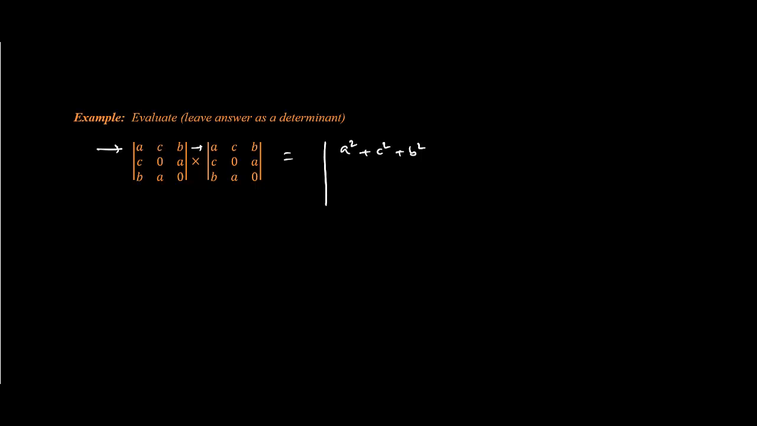Once we are done with the first row of this determinant, we now move to the second row of the determinant. So now this gives you ac plus 0 plus ab. Once we are done with the second row of this determinant, we now move to the third row of the determinant. Corresponding elements में multiply करेंगे we get ab plus ac plus 0.